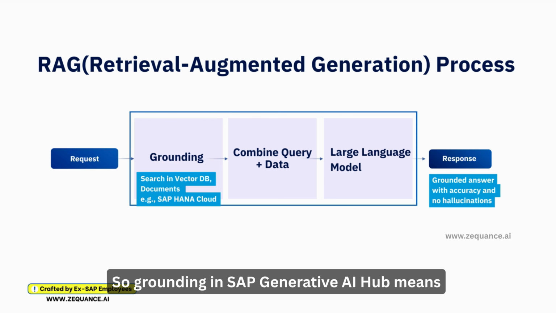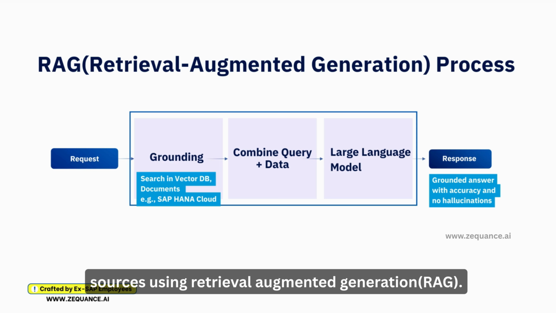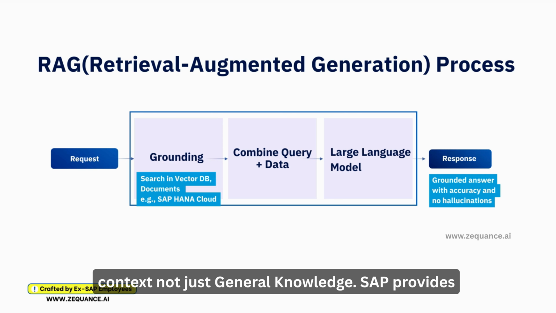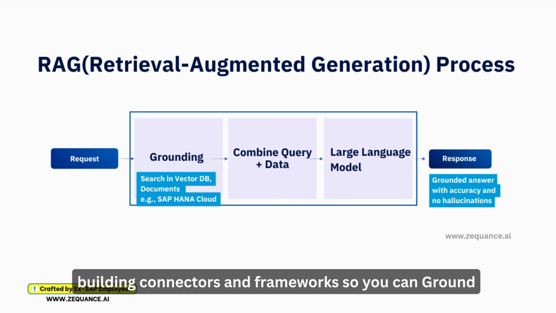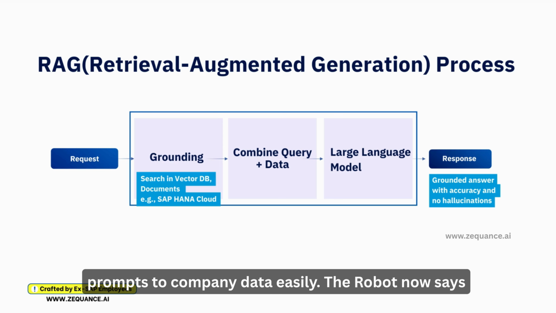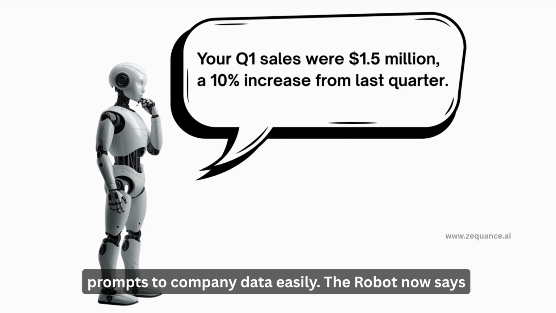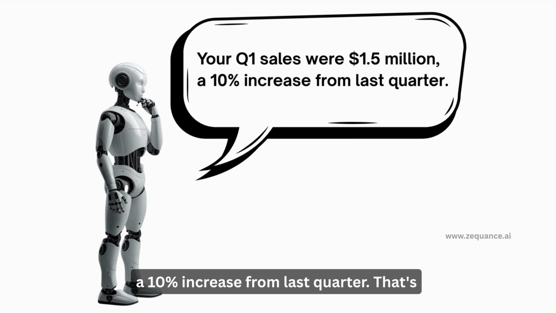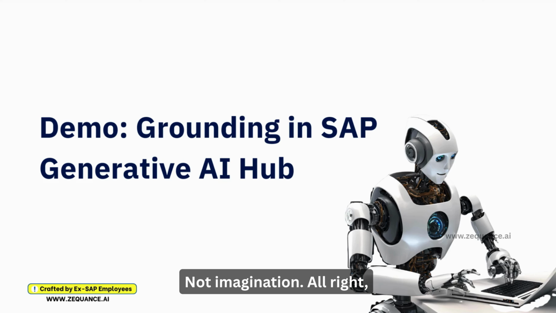So grounding in SAP Generative AI Hub means connecting the LLM to trusted enterprise data sources using retrieval augmented generation, RAG, to fetch relevant facts, ensuring the model responds based on your data context, not just general knowledge. SAP provides built-in connectors and frameworks so you can ground prompts to company data easily. The robot now says, your Q1 sales were $1.5 million, a 10% increase from last quarter. That's grounded based on real verified information, not imagination.